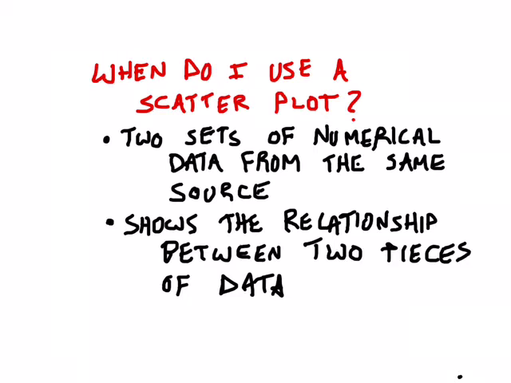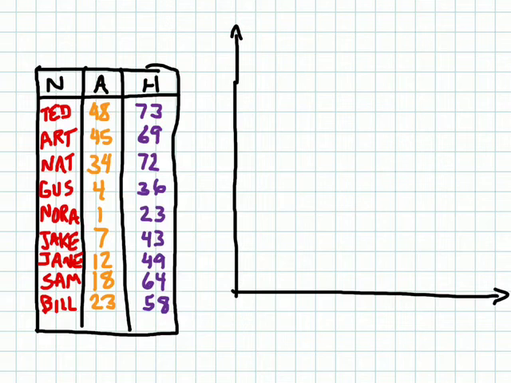That's when we use a scatter plot, when we really want to show the relationship between two pieces of data or two types of data. In our example, age and height. We think there's a relationship. We can put it on a scatter plot to see if there actually is. So let's go ahead and do this.